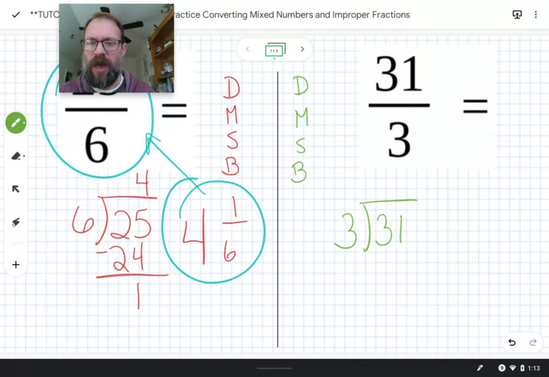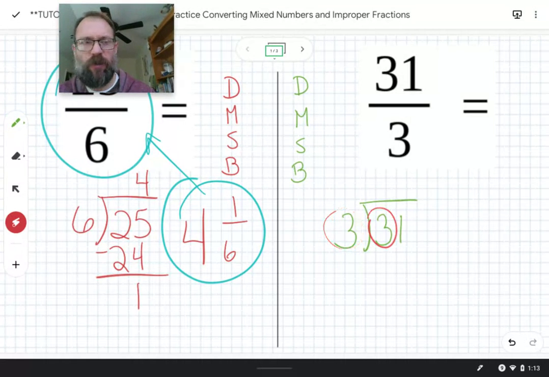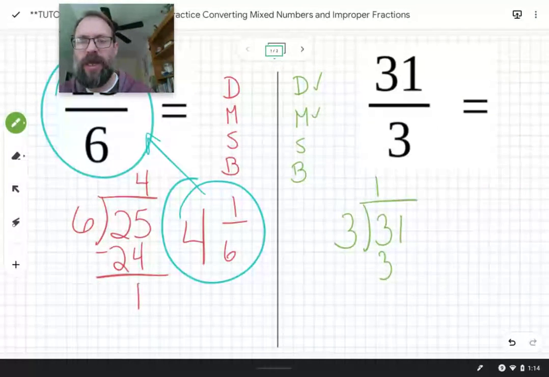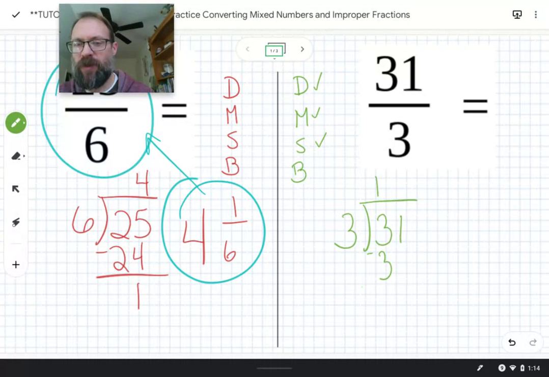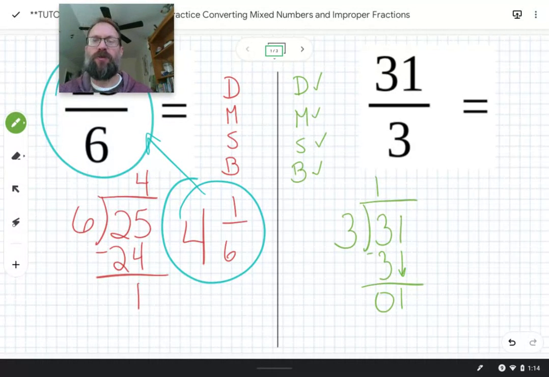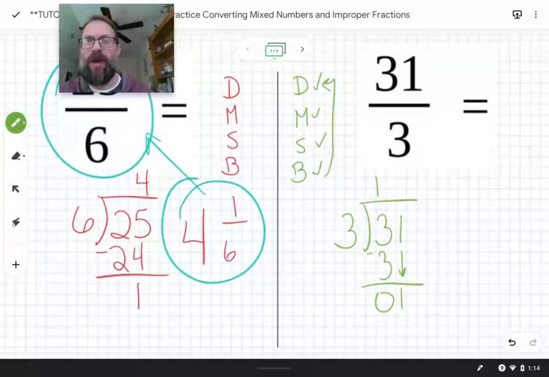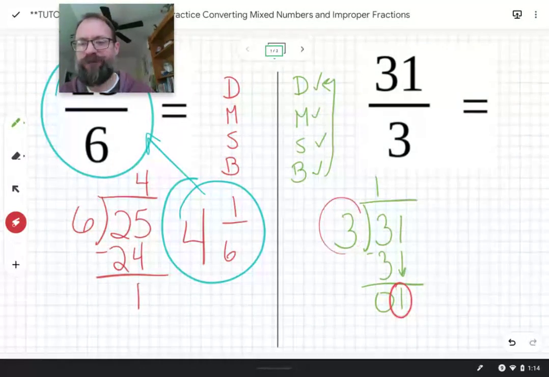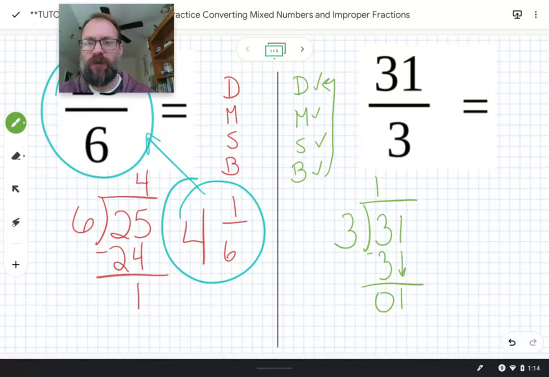Let's go. How many 3s are in 3? How many groups of 3 in 3? Well, there's 1. So I'm going to write 1 above the 3. I'm going to multiply 1 times 3 and get 3. I'm going to subtract 3 from 3, get 0. I'm going to bring down the 1. How many groups? I got to go back to the top now, don't I? How many groups of 3 are there in 1? There are none. So let's write that.